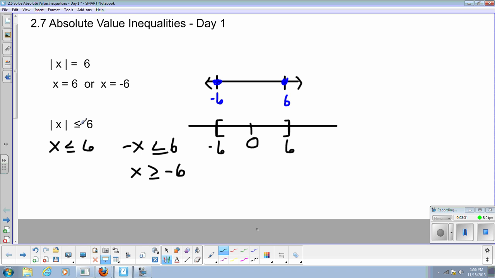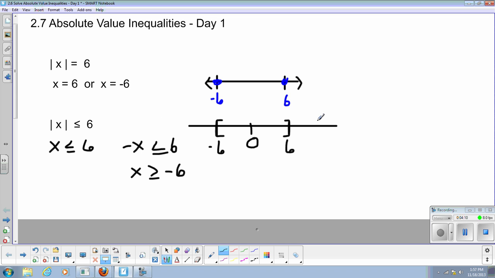Now, less than or equal to 6. The numbers that are in here have to have an absolute value that is less than or equal to 6. Outside of -6 is -7. If I check this by placing -7 inside, the absolute value of -7 is 7. Is 7 less than or equal to 6? No, it is not. That means this area out here doesn't work. If I plug in 0, my friend 0, is the absolute value of 0 less than or equal to 6? Yes, it is. 0 is less than 6.